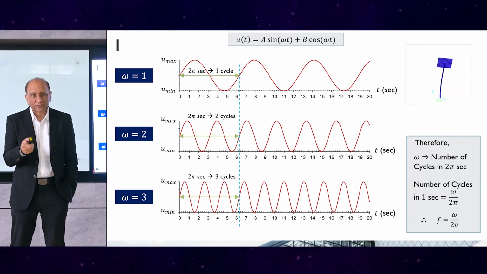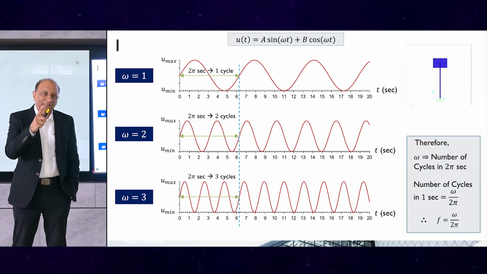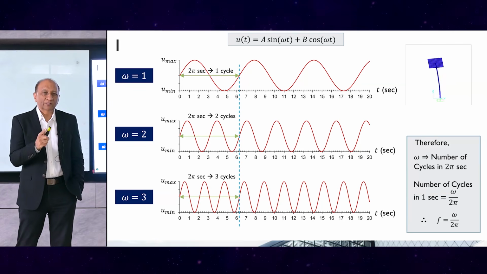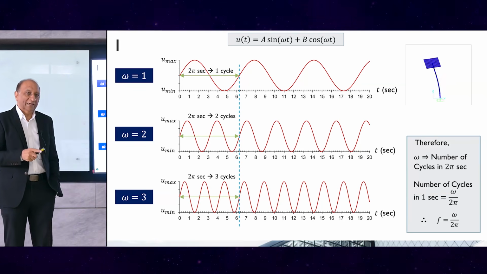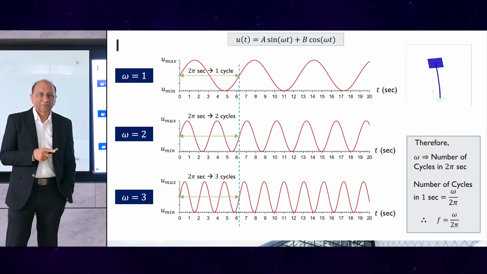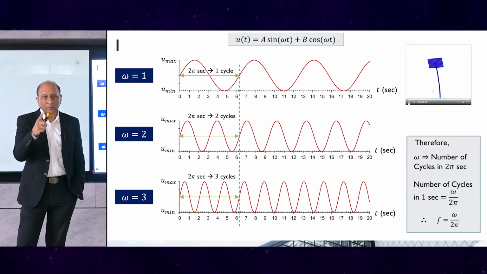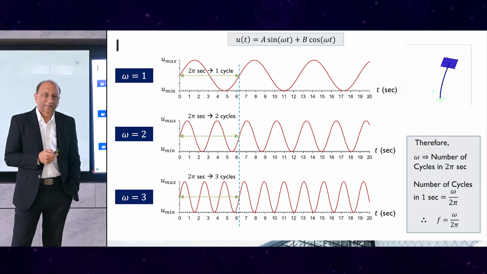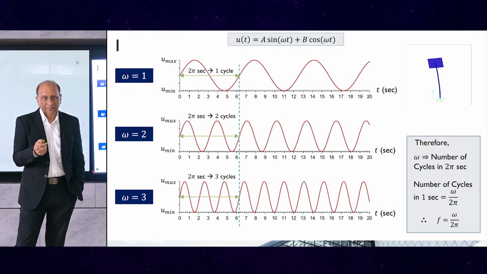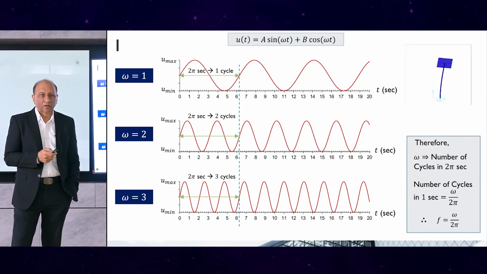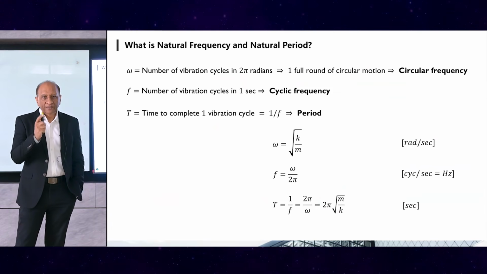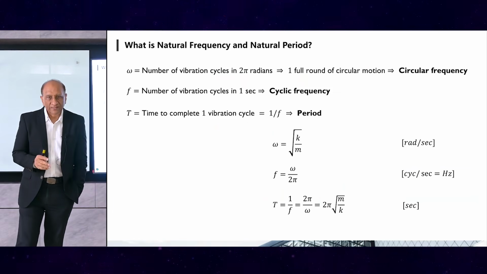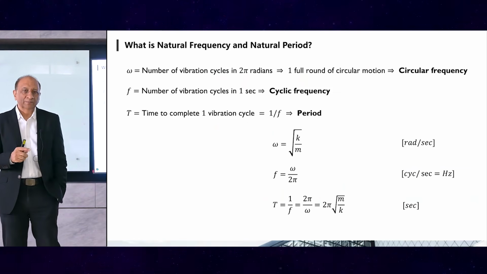And if we have 2 of those, then we have 2 cycles, and so on. So this omega 1, 2, and 3 gives us an indication of how many times the structure can oscillate in 1 second. So that becomes our basis for deriving 3 important parameters that will define this whole modal response. And this is based on the assumption of the equation that we started with. So there we are. So the natural frequencies and periods, we have 3 fundamental quantities here.